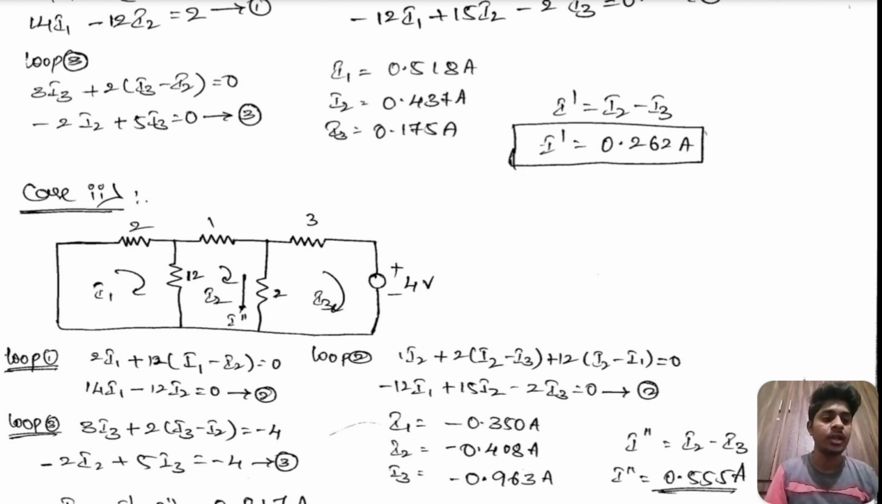Now we have to find I dash. I dash equals I2 minus I3, which equals 0.26 amperes.